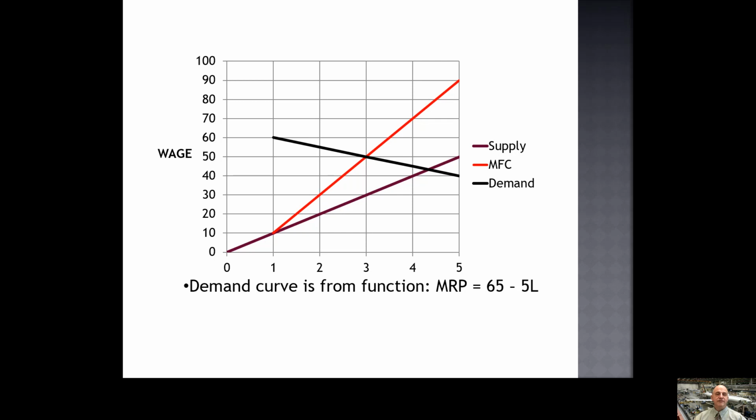So if labor is 1, we plug in 1 for L. So 65 minus 5 times 1, that's 60. So my wage rate for 1 worker would be $60. If I had 2 workers, so I'd have 65 minus 5 times 2 is 10. 65 minus 10 is 55. So if I needed 2 workers, a wage rate of 55 would be the quantity demanded and supplied. So from here we get a demand curve.